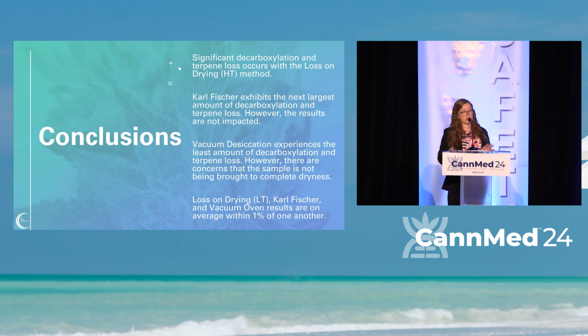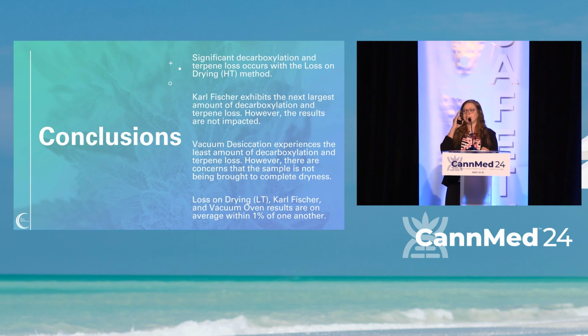And we're doing some additional experiments with that where we're taking the samples, analyzing them using the vacuum desiccation, and then putting them on the Karl Fischer to see what it indicates as far as what moisture may be remaining in those samples. And then finally, the loss on drying at low temperature, the Karl Fischer, and the vacuum oven results are on average within 1% of one another.